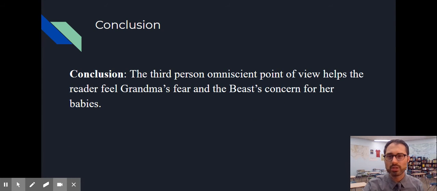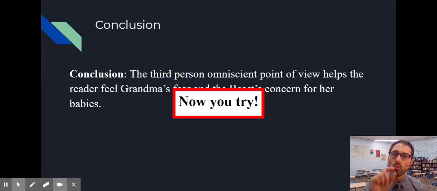And our conclusion, let's wrap it all up here. Third person omniscient point of view helps the reader feel Grandma's fear and the beast's concern for her babies. So now I can talk a little bit about those characters. So I'm drawing in some characterization ideas even, but all of that is based off the point of view. I am not just going to put my first sentence again for my conclusion, but we want to say something a little different or push it a little further or actually come to a new conclusion. So now try it, and what can we learn from the point of view in your story?